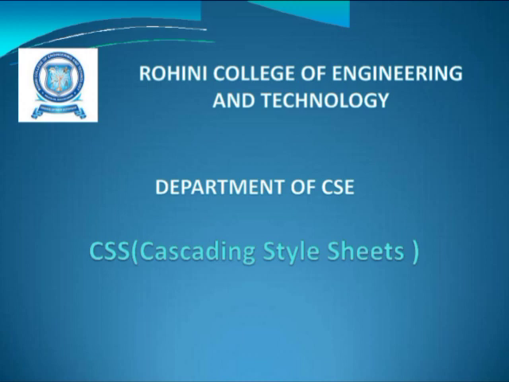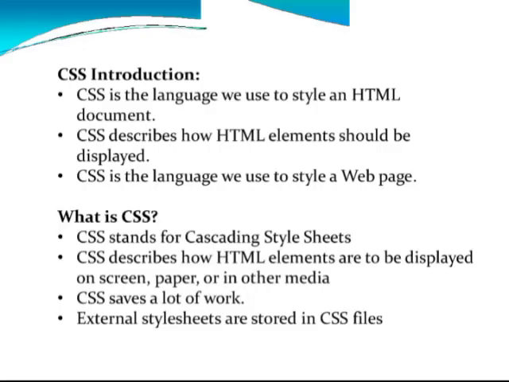Today we are going to discuss the topic CSS, that is Cascading Style Sheet. CSS Introduction. CSS is the language we use to style an HTML document. HTML is the abbreviation of Hypertext Markup Language, and CSS describes how HTML elements should be displayed. CSS is the language we use to style a web page. Then what is CSS? CSS stands for Cascading Style Sheet. CSS describes how HTML elements are to be displayed on screen, paper, or in other media.